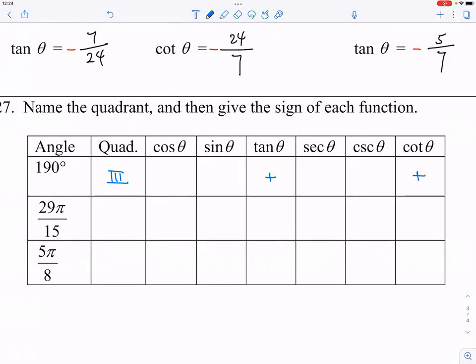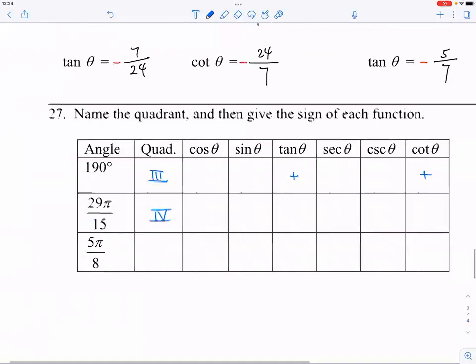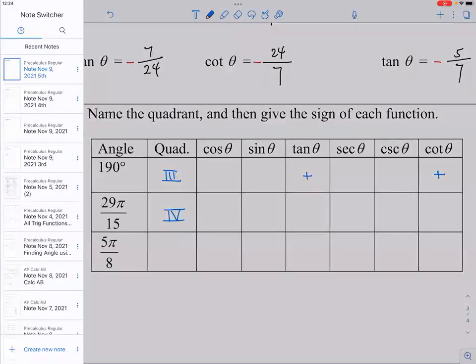29 pi over 15. So how can we tell which quadrant it is in? How do you know? If you remember what I showed you last Thursday, think about 30 pi over 15 being 2 pi. Look at this number: it's so close to 2 pi. So close to 2 pi means quadrant 4.